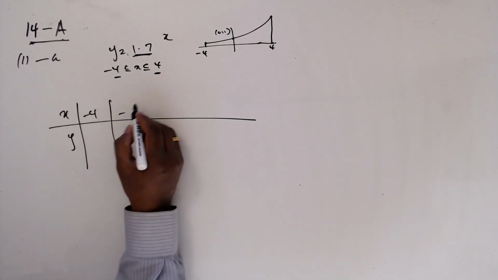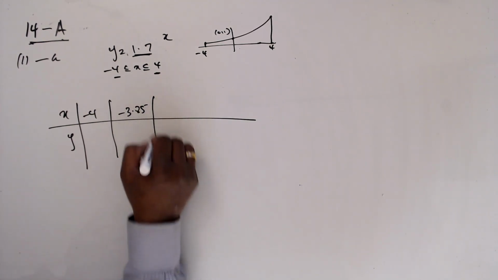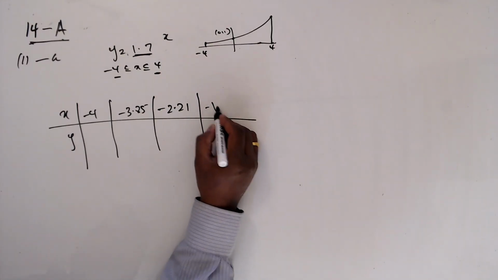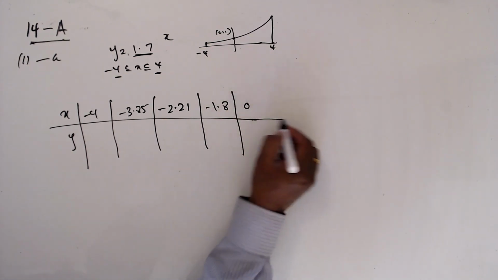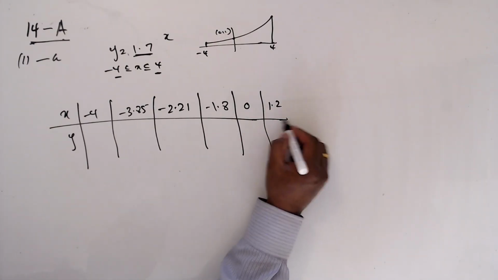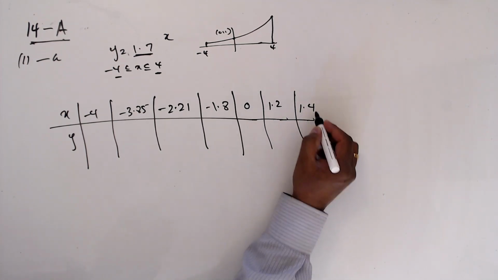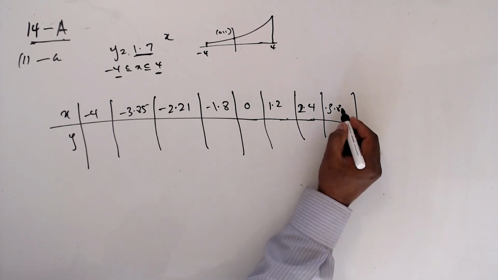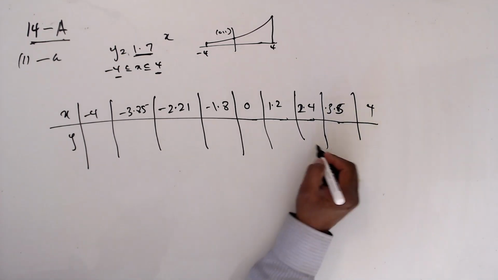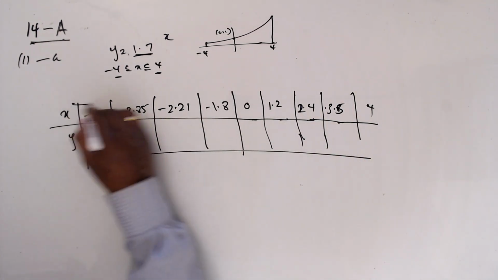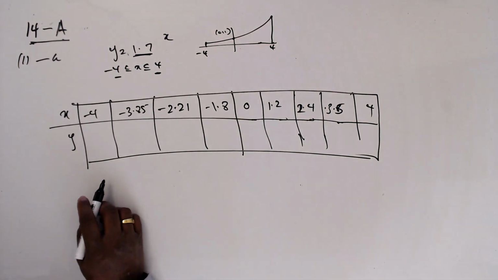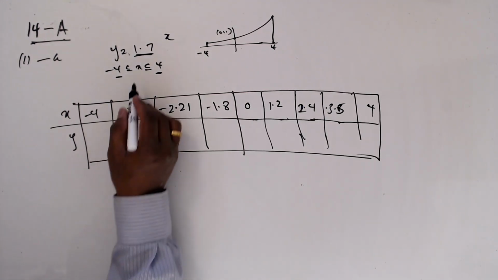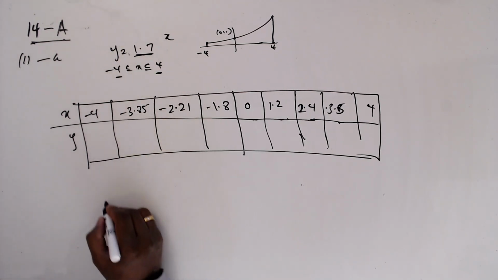-4, -3.85, -2.21, -1.8, 0, 1.2, 1.4, 2.4, 3.8, 3.5, and 4. So this is a disaster. We can still work it out, but when x equals -4, okay, that's fine.